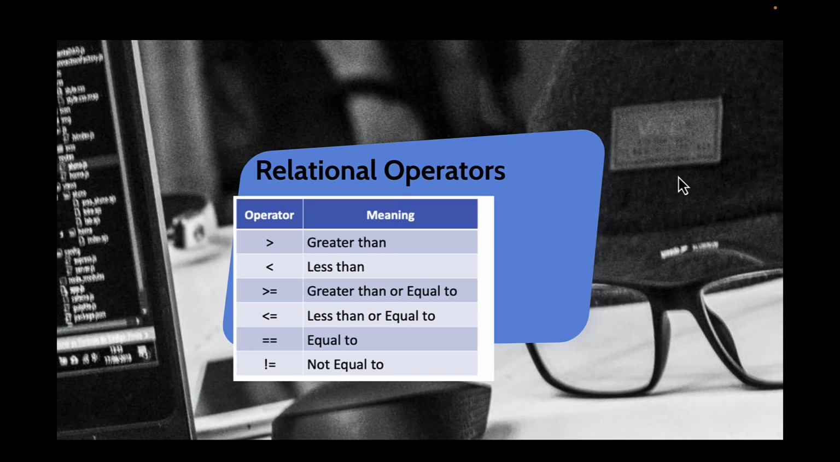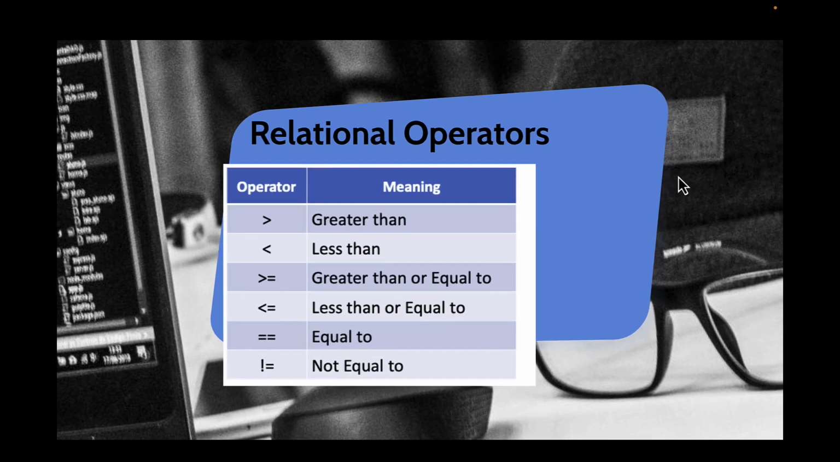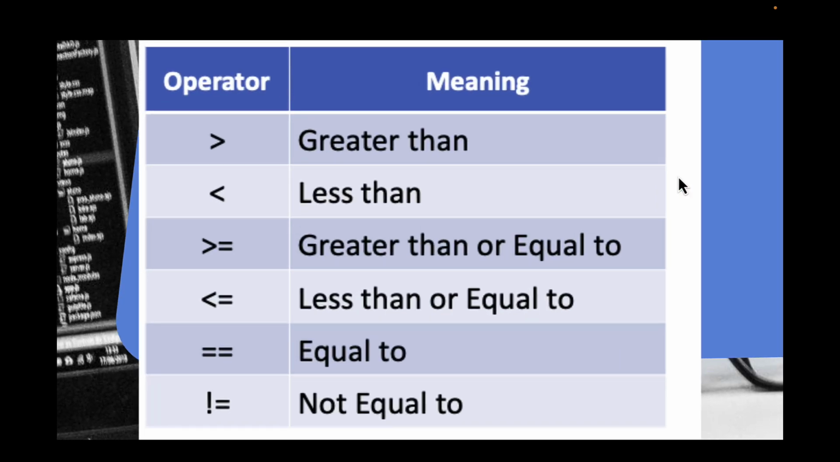Now, the relational operators. This is something that helps us with the conditional statements and the loops. We have greater than, less than, greater than or equal to, less than or equal to, and not equal to. These are the different operators for testing to see if a condition does one thing or another.